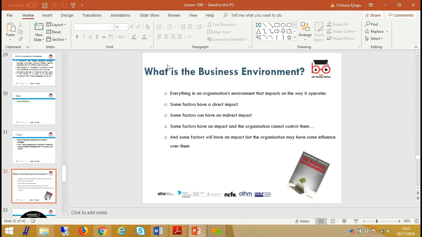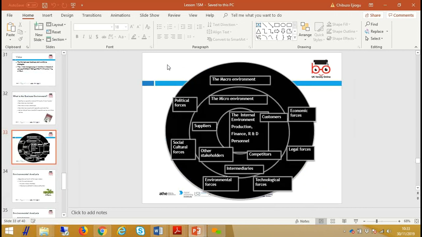So then we now look at the concept of the business environment, especially the external environment. So these are things that can have a direct or indirect impact on the organization and the way it operates. Anything can have influence, and we tend to say that there are three levels of the environment or three layers.